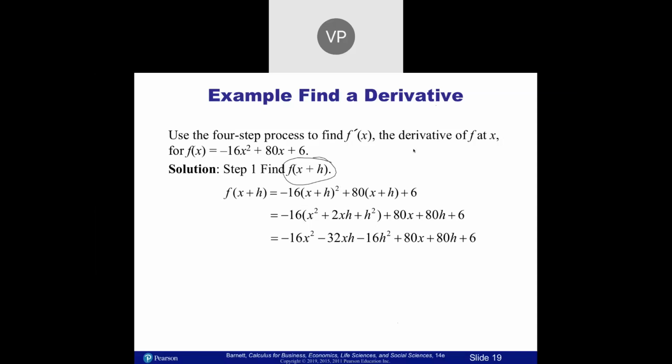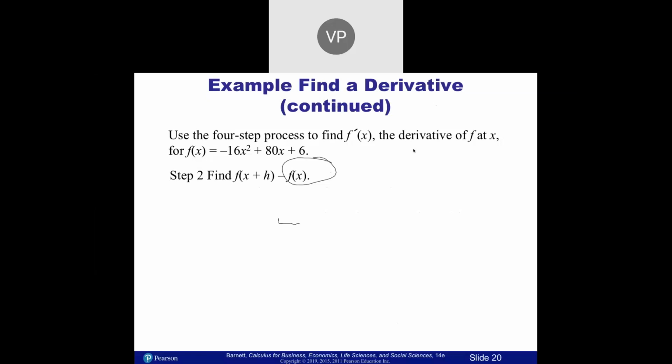We're cleaning this up. We're distributing the negative 16. Make sure you know that's a negative that's distributing. So all these signs change. And now we just start combining, simplifying our terms.